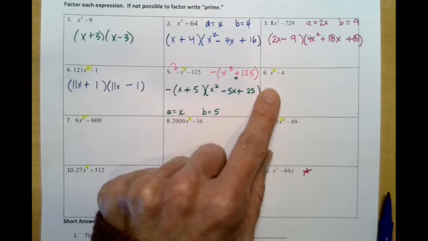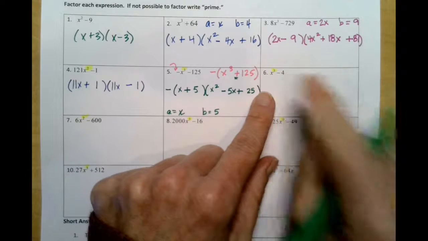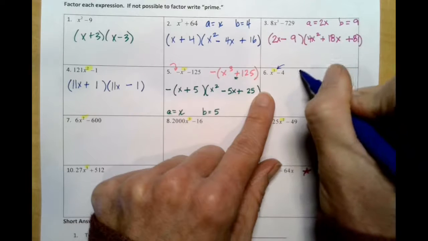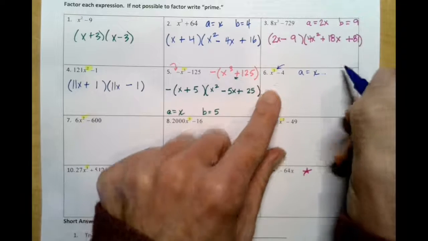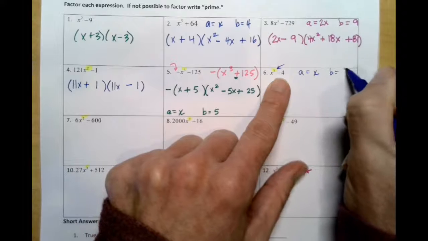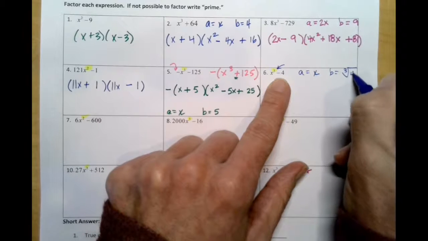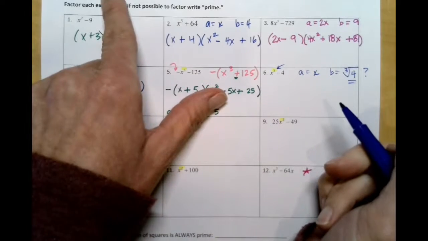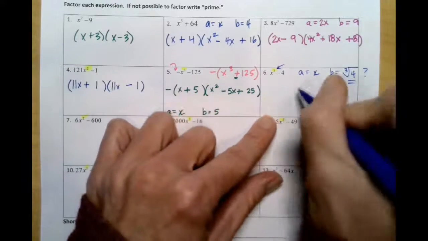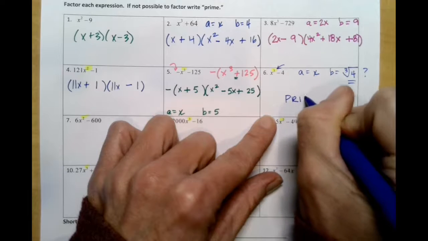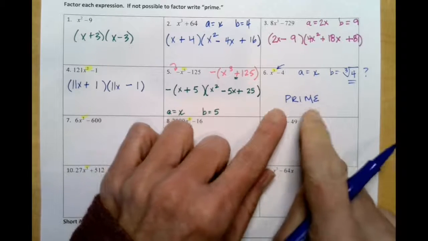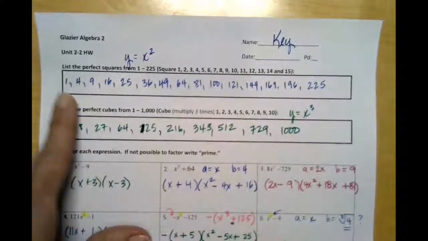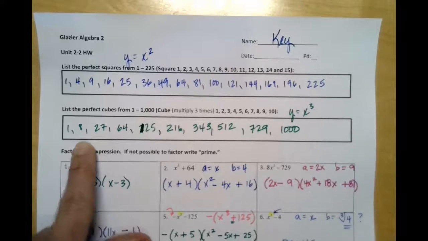All right, let's take a look at this one. When I have x cubed, A is going to be the cube root of x, and B is going to be the cube root of 4. That's not a number that's in my list, and that's not a friendly number. So I'm going to go ahead and call this one prime. I can't factor it. I can't break it down because 4 is a perfect square. 4 is a part of this list, but not this list.